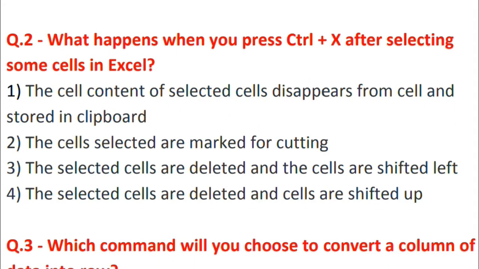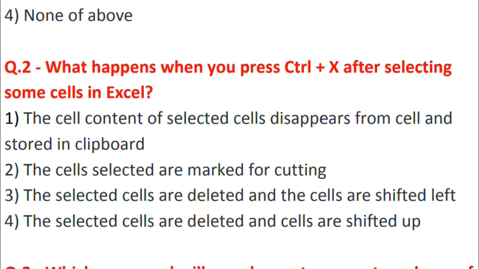Question number 2, what happens when you press Ctrl plus X after selecting some cells in Excel? The options are the cell content of selected cell disappears from cell and stored in clipboard. Number 2, the cells selected are marked for cutting.